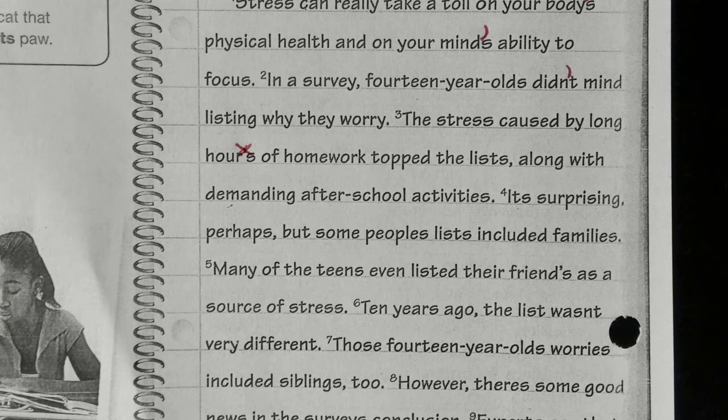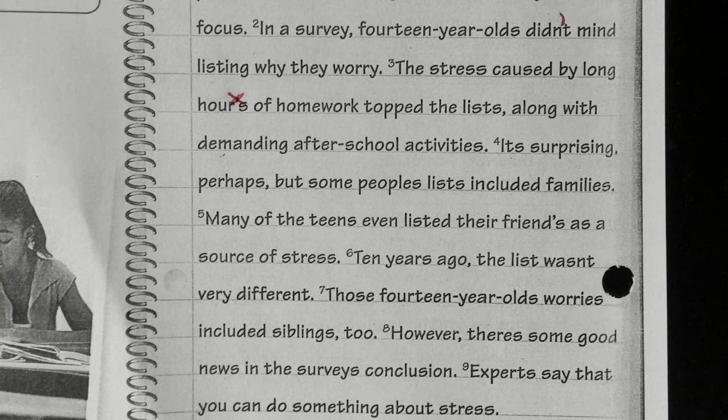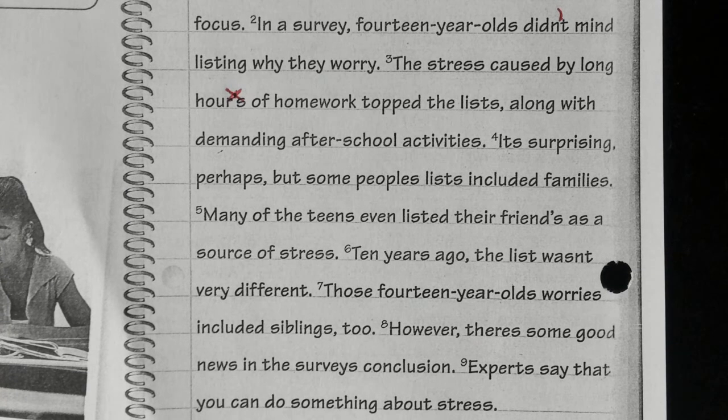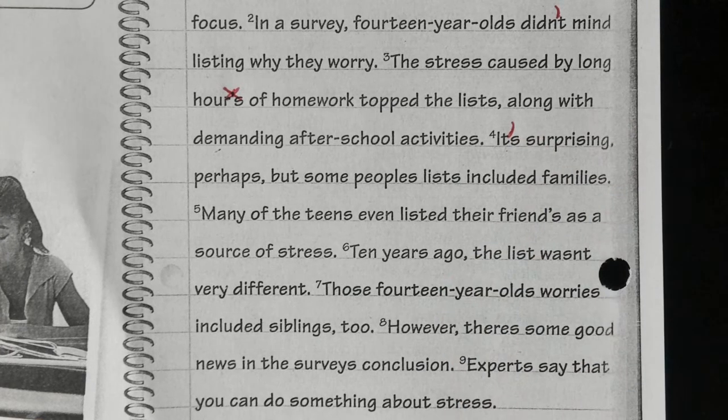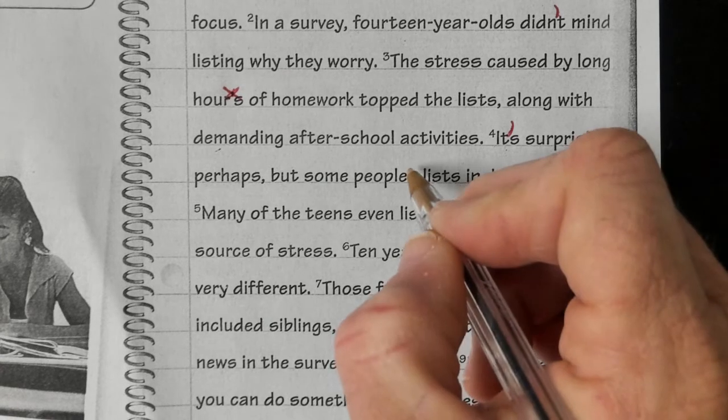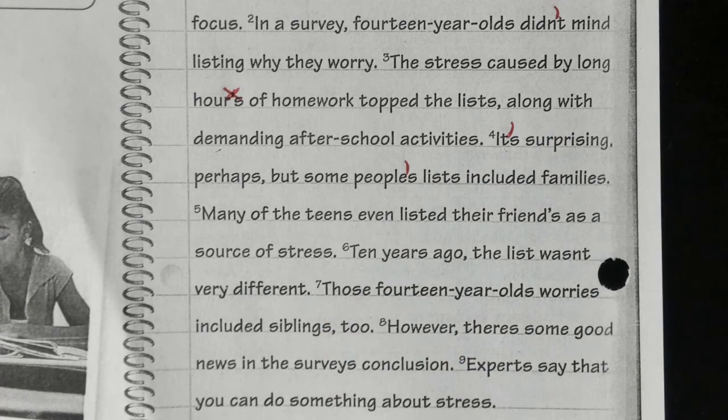It's surprising, perhaps, but some people's lists included families. All right, Sophie, what do you think? Yes, this "it's" means it is surprising. So when you can replace those 3 letters with "it is," then you need an apostrophe. Is there anything else in that particular sentence? Yes, the list belonged to those people. People is plural, but it doesn't end in an S. So you put your apostrophe between the E and the S.